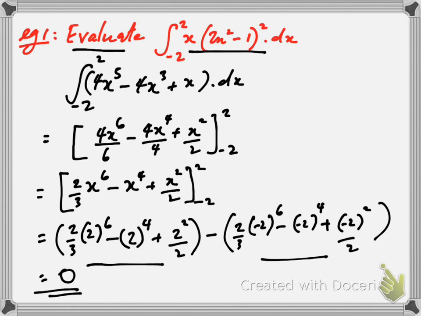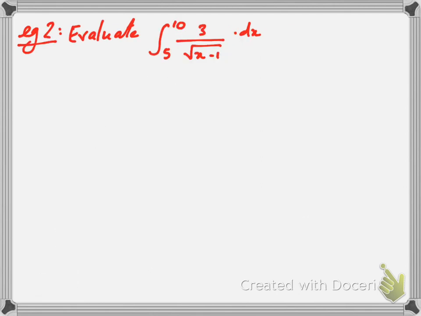Cool, let's do some more. Let's evaluate from 5 to 10 of 3 over the square root of x minus 1. So you've got the square root of x minus 1 at the bottom, which you can put to a rational power, (x minus 1) to the power half. Take it up, it becomes 3, so it'll be from 5 to 10, 3 times (x minus 1) to the power negative half dx.